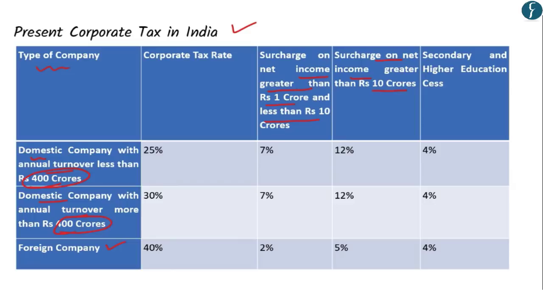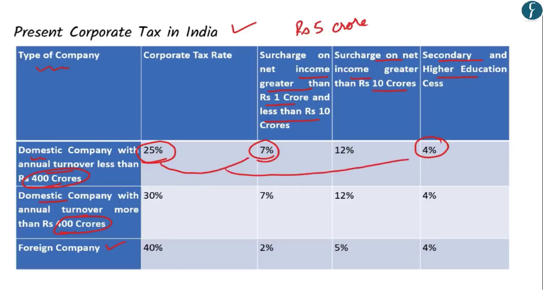Now let's imagine a situation where a company earns a profit of, say, rupees 5 crore and has an annual turnover of less than 400 crore. This company will fall under the first category. The corporate tax rate will be 25% and the surcharge will be 7%. The cess, that is, the secondary and higher education cess, will be charged on the combination of 25% plus 7%. So ultimately the cess will be 4% of the combined value of these two. And this is how the present corporate tax system works.